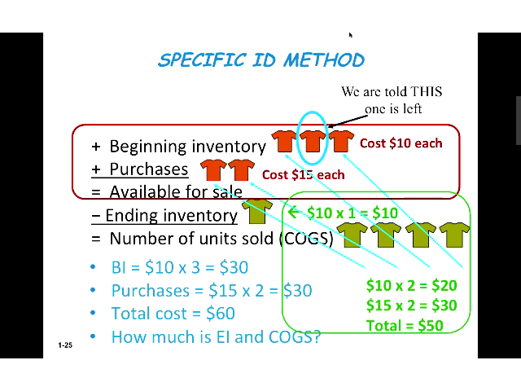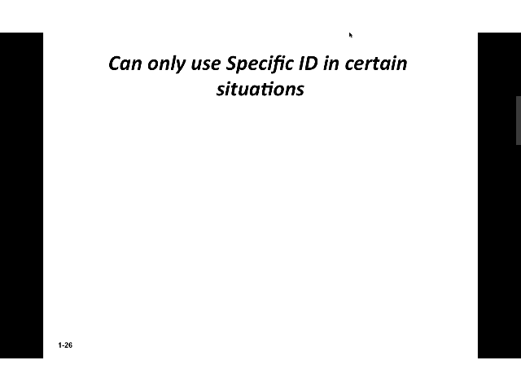However, the specific identification method can only be used in certain circumstances. We're going to go over those circumstances on Wednesday, but it can only be used when we have serial numbers, and usually the items are pretty big ticket items, like cars. Things that cost a lot and are worth tracking as individual units. If you're talking about thousands of t-shirts, you are not going to use specific identification. It would not be worth the cost of tracking it.